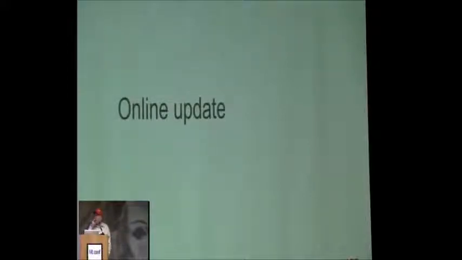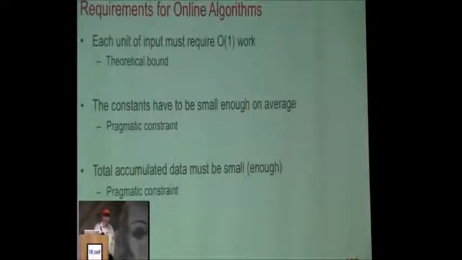So let's do that. If we're going to have an online algorithm, each unit of input has to give us order 1 work. That's the theoretical bound that we have to satisfy. We also have to have small enough constants that on average, the amount of work that we have to do is feasible. It's a pragmatic constraint. And also, the total accumulated data must be small enough. We already have that bound. So it's the middle bound that really is the most important. And we, of course, need the theoretical one if we can get it, but I'm always happy to settle for pragmatic bounds.